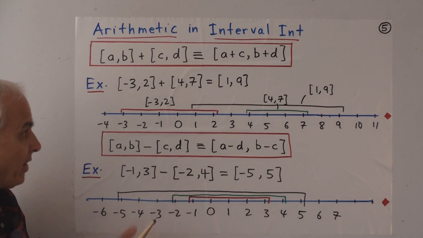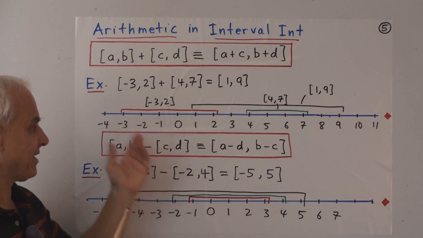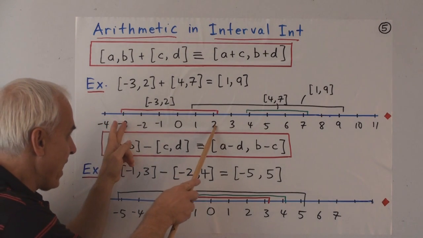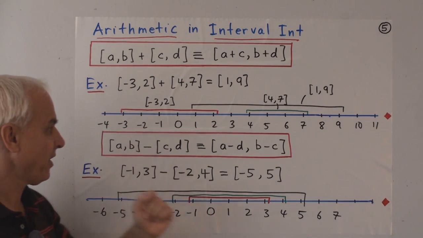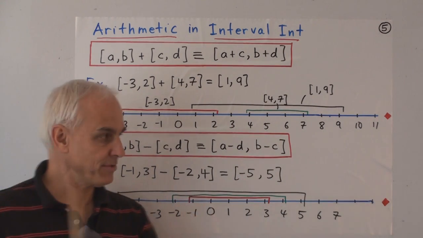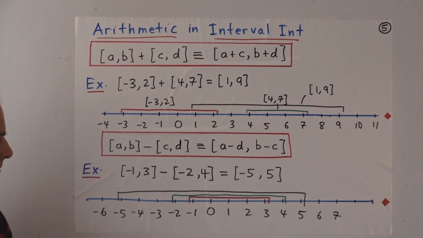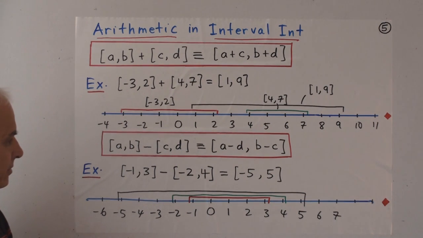So that's why we define the addition this way, because it reflects this idea of taking a random or an unknown number in the first interval, an unknown number in the second interval, and adding those two unknown numbers. Subtraction was a little bit more unobvious.